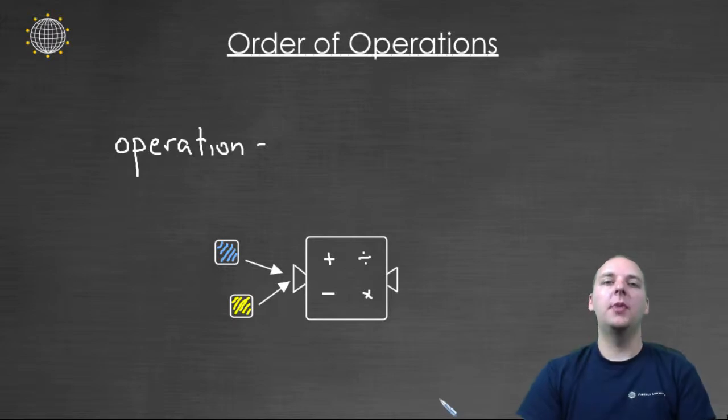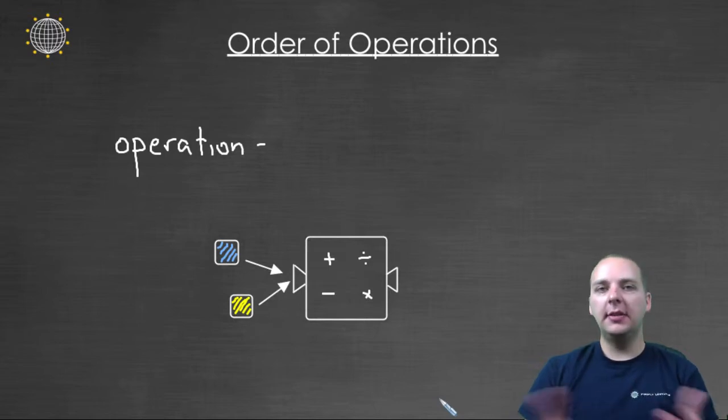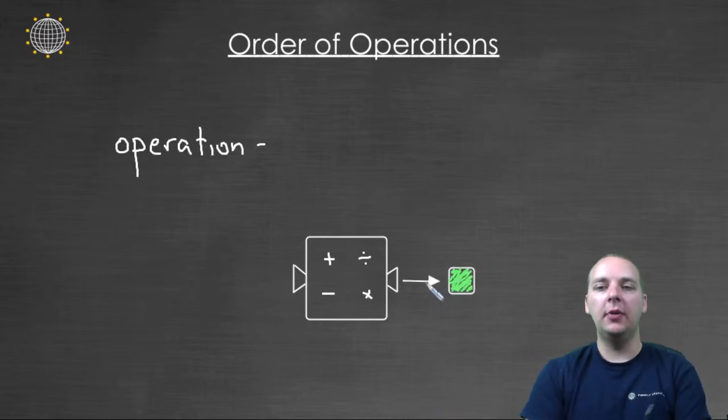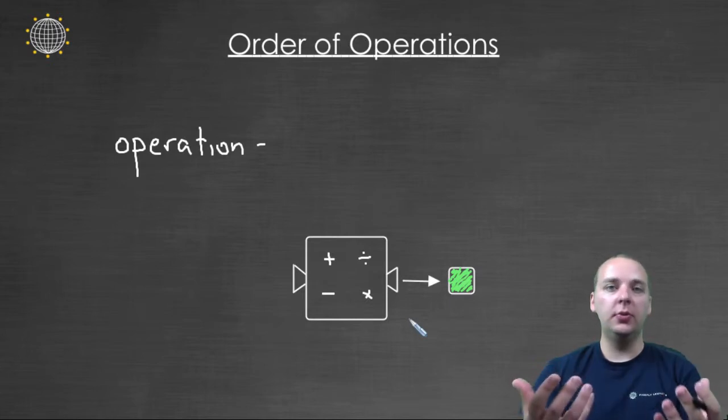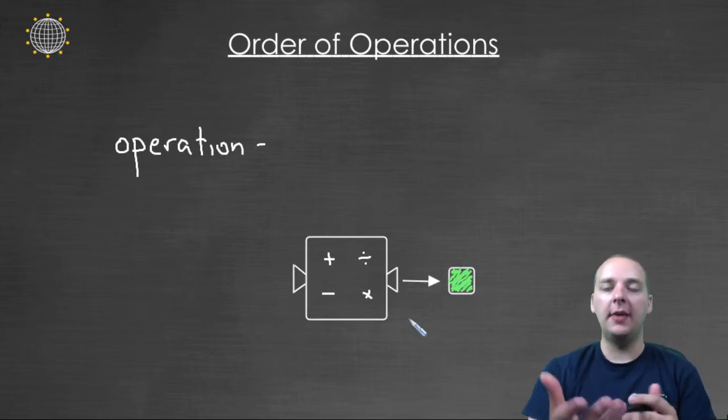In this video, we're going to talk about something called the order of operations. An operation is basically something that takes two values in and combines them in some way and then spits out a result, an output. So for instance, addition is an operation. If you took 3 plus 2, it would combine them and give you 5, and that's a new answer.